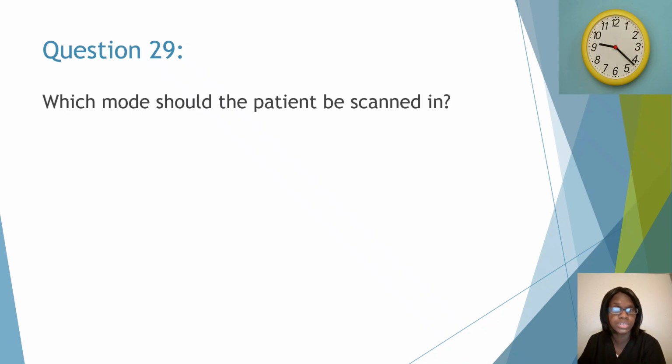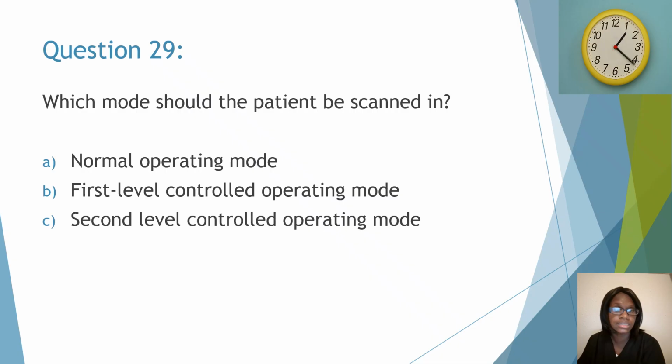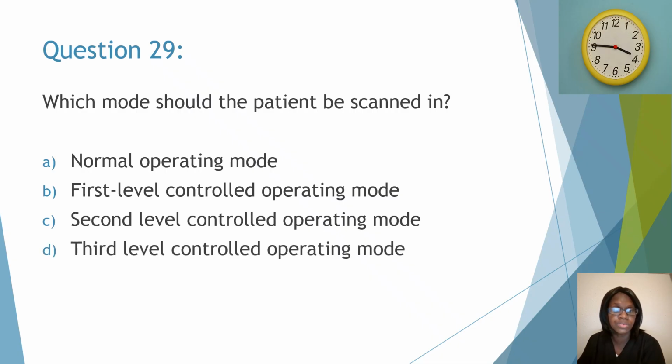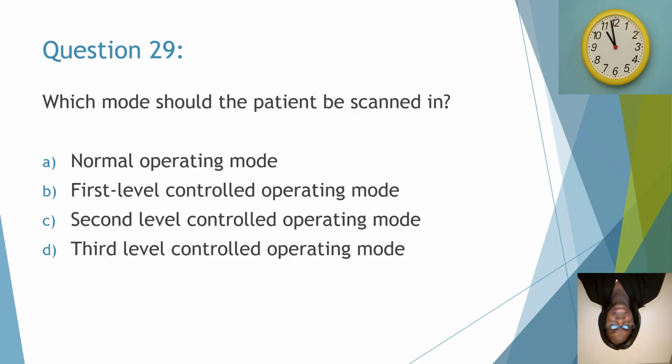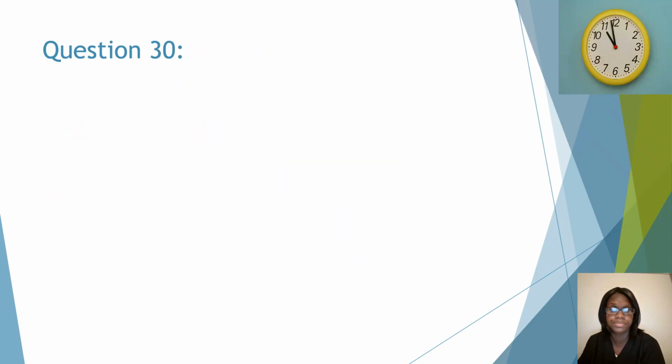Question 29. Which mode should the patient be scanned in? A, normal operating mode. B, first level controlled operating mode. C, second level controlled operating mode. D, third level controlled operating mode. All right, the correct answer is A, normal operating mode.